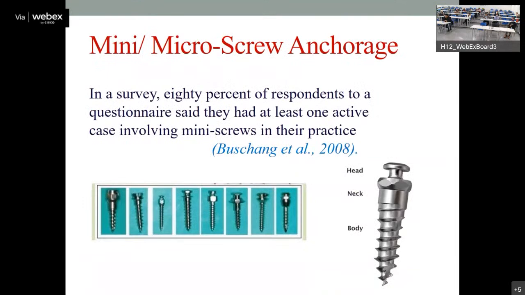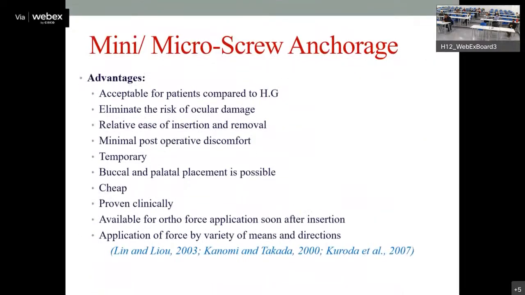Now let's talk about mini screws and micro screws, and I believe now every orthodontic clinic has micro screws in it, and most of the orthodontists are familiar with how to use them. There was a survey in 2008. They found that 80% of the respondents to a questionnaire said that they had at least one case involving a mini screw in their practice. Why are they so popular? Because they are acceptable to the patient compared to headgear.